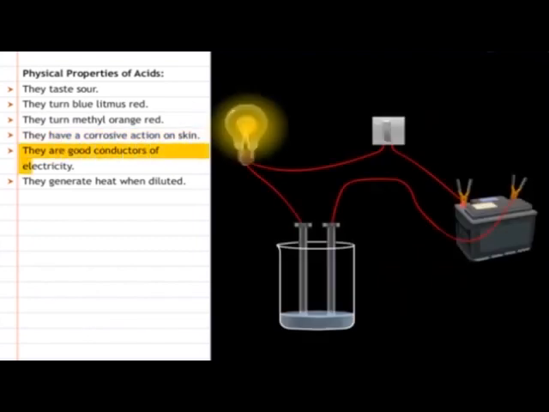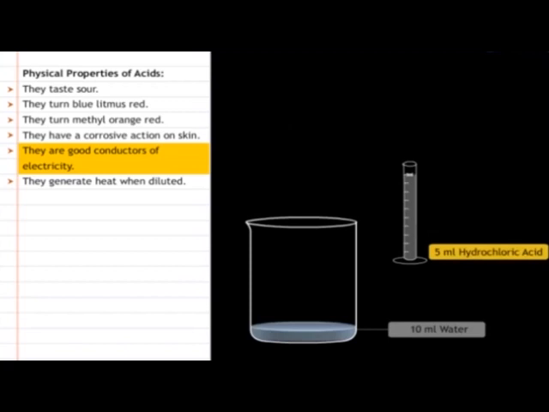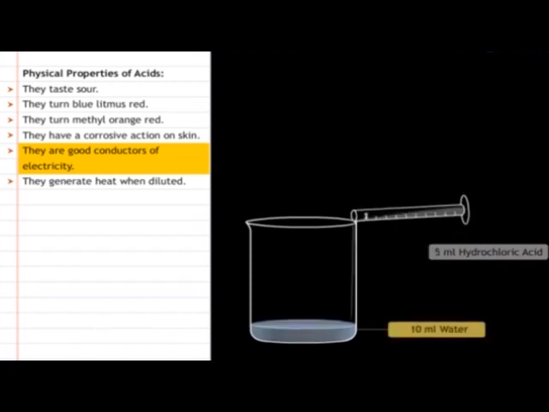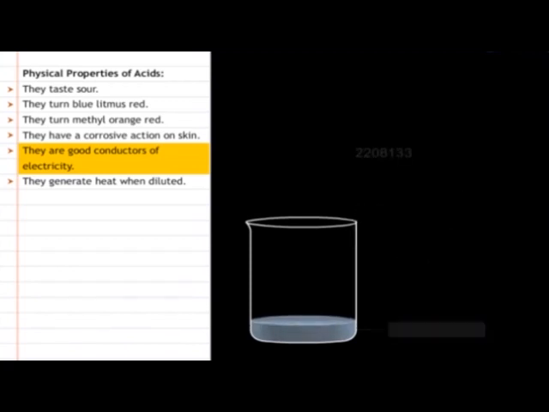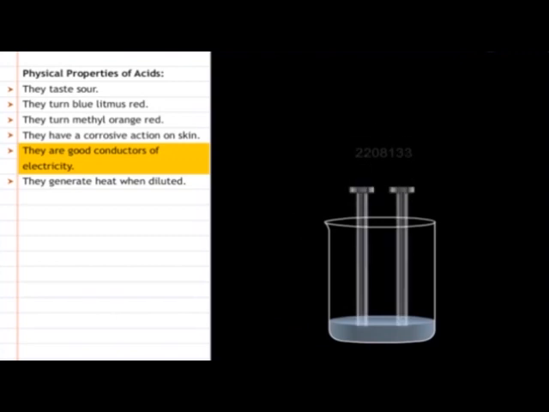Acids are good conductors of electricity. Let's try to prove this through an experiment. Pour 5 ml of hydrochloric acid into a beaker containing 10 ml of water. Suspend 2 carbon rods in the acid.